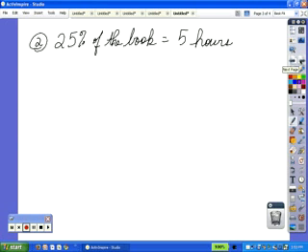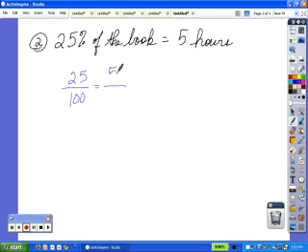Now, in number 2, the problem is telling us that she read 25% of the book in 5 hours, and they're asking you how long will it take for her to read the rest of the book. Well, if you set up a proportion and your 25% is written as 25 to 100. When you go to set up the other half of the proportion, you have to keep in mind that 25% of the book was read in 5 hours.